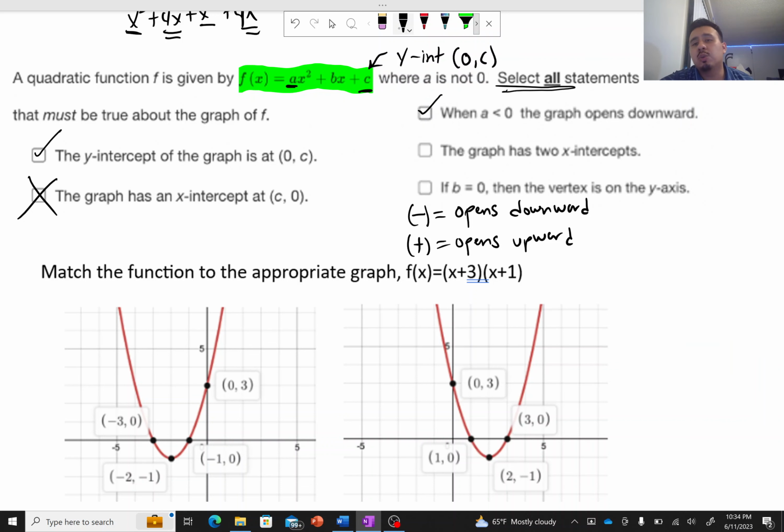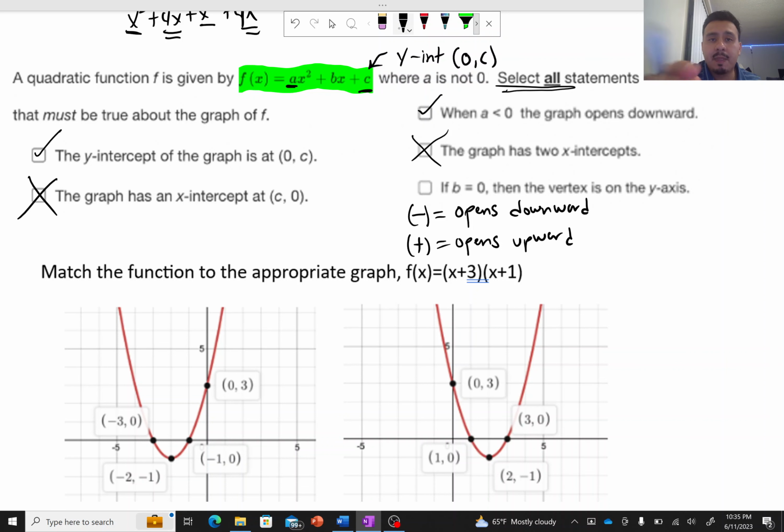The graph has two x-intercepts. Well, we would be able to find intercepts by using the quadratic formula or the x method. However, since this problem does not give us specific values, we do not know how many intercepts it has. It could have one intercept, it could have two intercepts, it could have no intercepts if there's no solution. So we don't know. So that is not true. If we can't say yes to the answer, then that means it's not true.